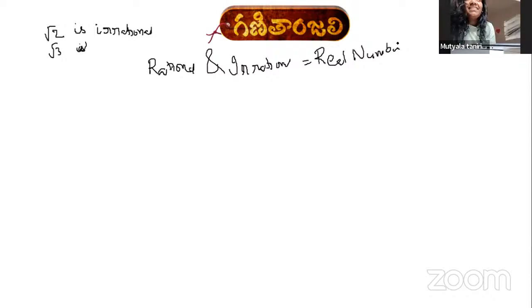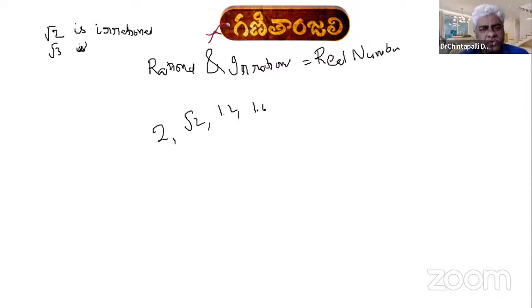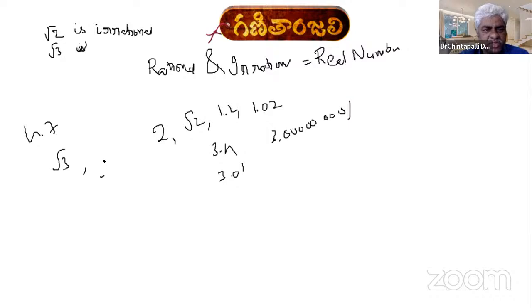2 is a real number. 3 is a real number. 1.2 is a real number. 3.4 is a real number. 3.01 is a real number. 3.000000001 is a real number. 4.7 is a real number. Root 3 is a real number. Root 7 is a real number. These are all real numbers.